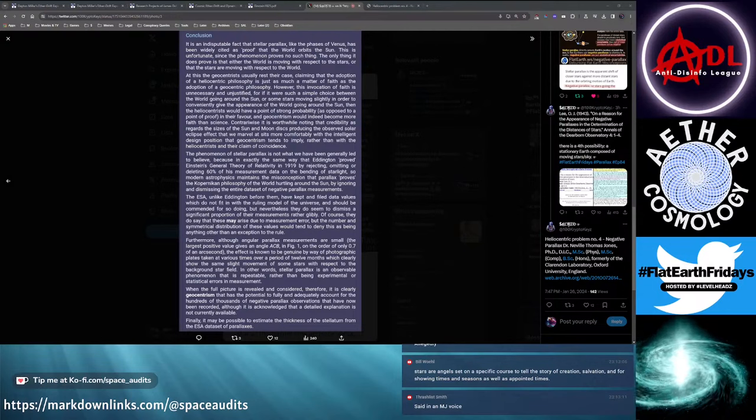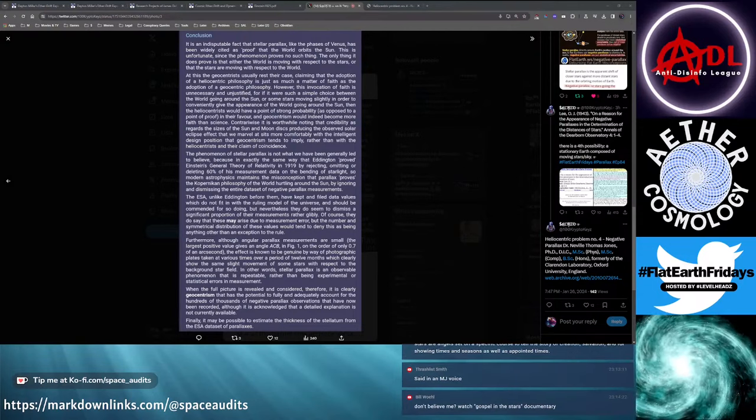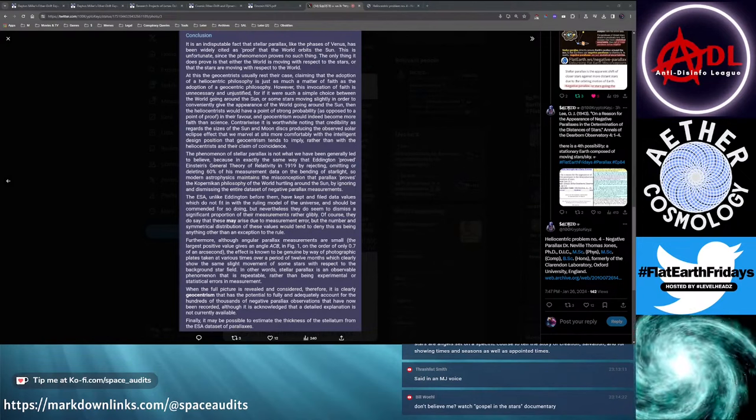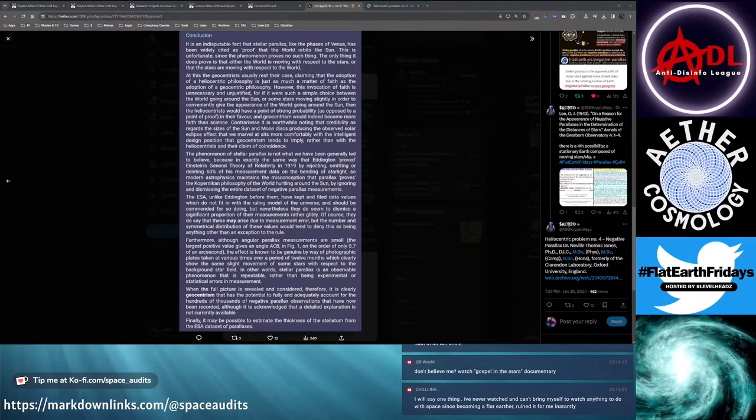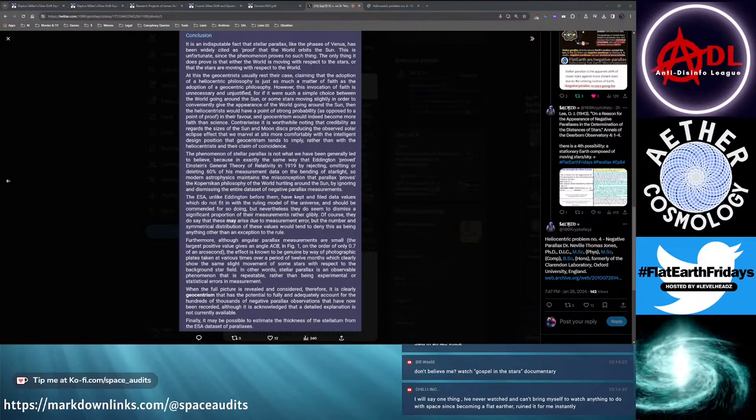Contrarywise, it is worthwhile noting that the credibility as regards the size of the sun and moon, producing the observed solar eclipse effect that we marvel at, sits more comfortably with the intelligent design position that geocentrism tends to imply. Wow, that's beautiful. Rather than with heliocentrism and their claim of coincidence.